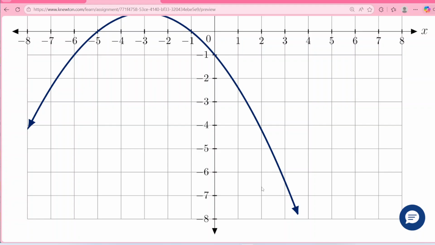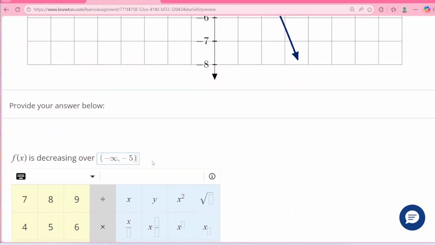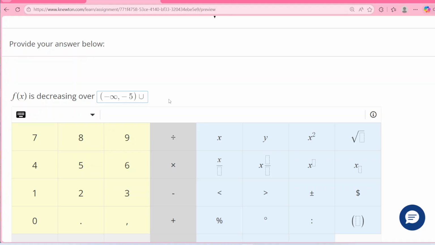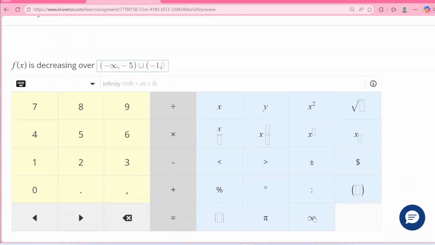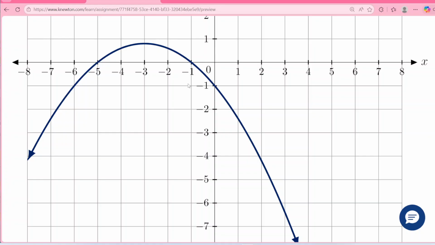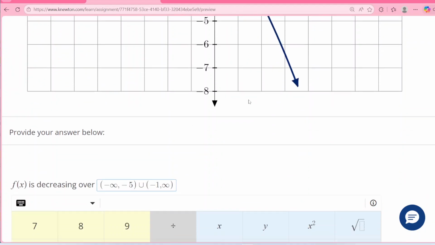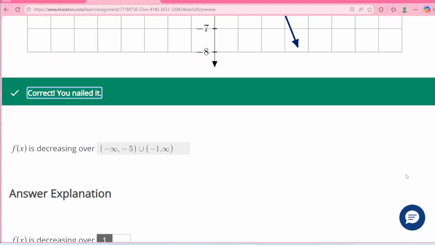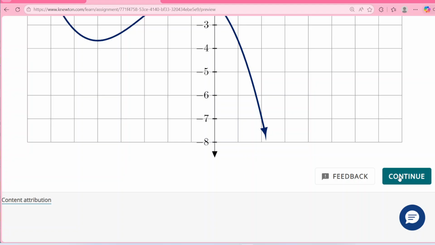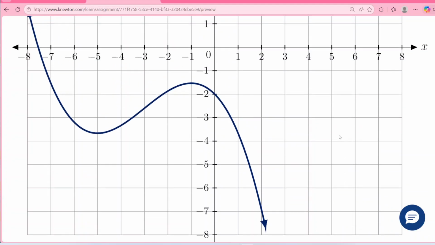So the original function, the original f, would be decreasing. So union, gotta find that union in the sets area. And then from -1 onward, so from -1 to positive infinity, there are the 2 intervals over which f would be decreasing, right? Because again, the value of f prime is negative in those intervals. And they give you kind of like what f might look like there.